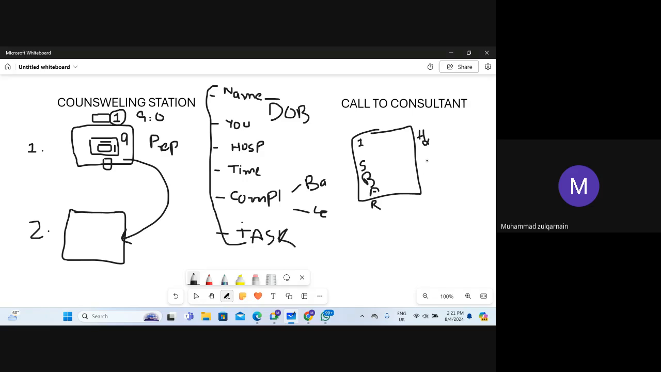Okay. Number two is examination, and then the labs, investigations. Because when you are going to present the case, you will present the case in a systematic way.